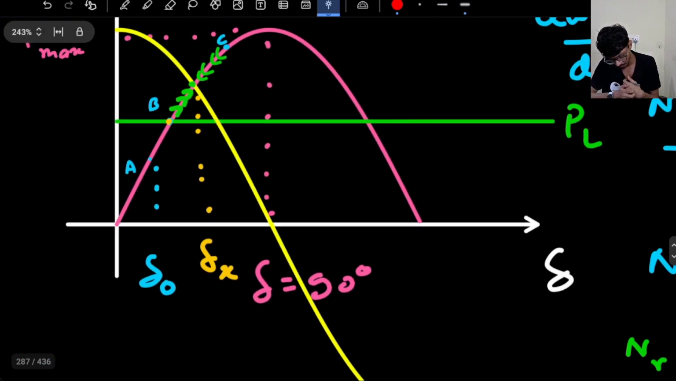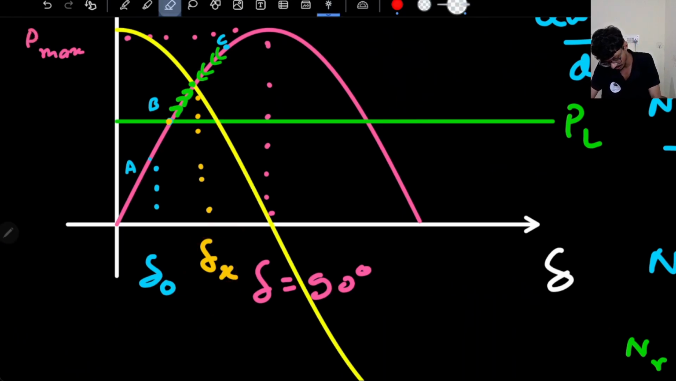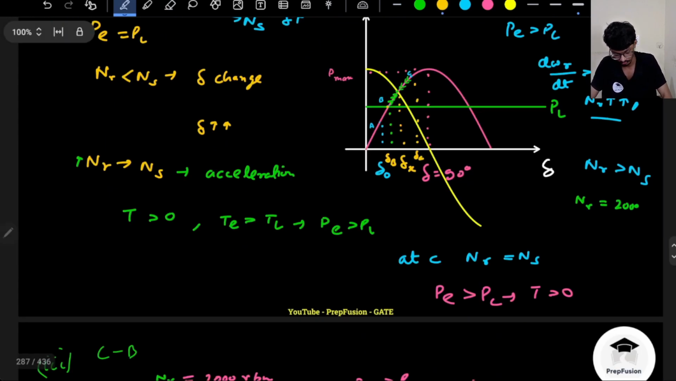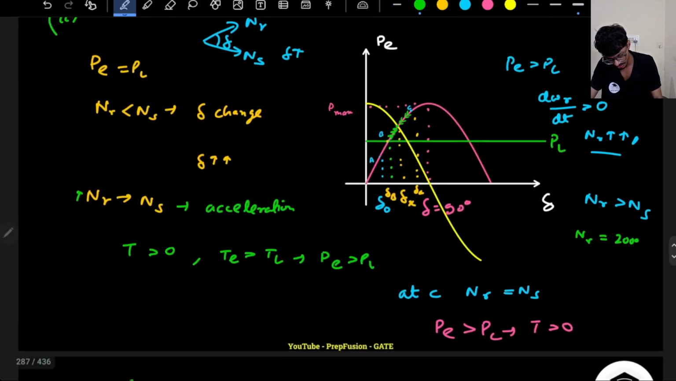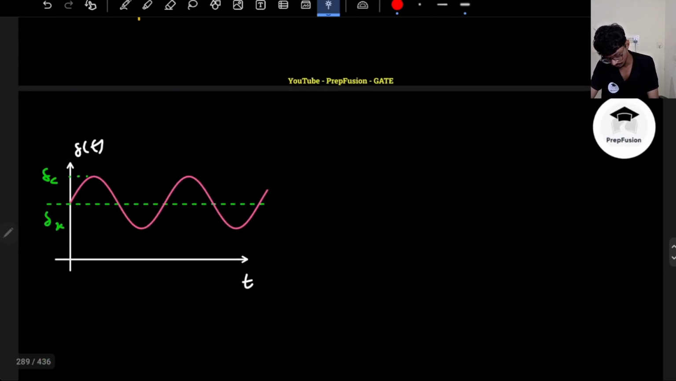Some random point, this is actually not x, some random point x here, right? It is not delta b actually, let's say this is some delta x, and this is some delta b, this will be delta c. So there will be some upper limit, lower limit, I don't care about that for now. So this will be some delta x. About delta x it will oscillate, and the higher point will be delta c, after which it comes down, and the lower point will be delta b.